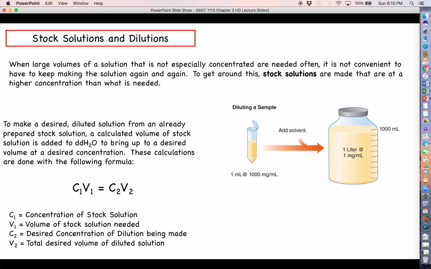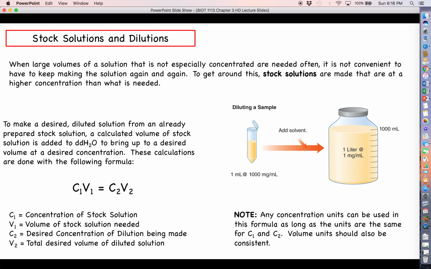V1 is the volume of the stock solution you are wanting to use, and then V2 is the total desired volume of the diluted solution. And V2 is going to be a bigger number than V1. You shouldn't need to take a whole lot of the stock solution in order to make a large volume of a diluted solution.